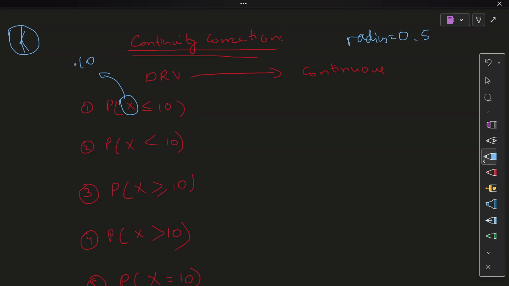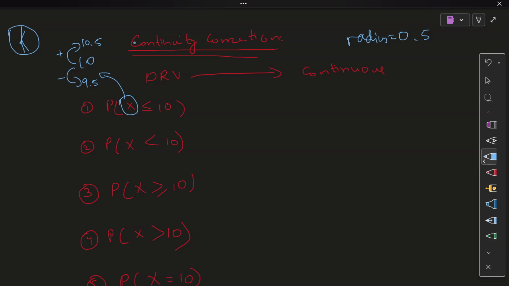So what are we going to do? We're going to move up and down using the radius. So moving up is addition, moving down is subtraction. You're going to add 0.5 to it, and that's going to turn into 10.5. You're going to subtract 0.5, that's going to turn into 9.5, right? So now we have used the radius to get two more values.